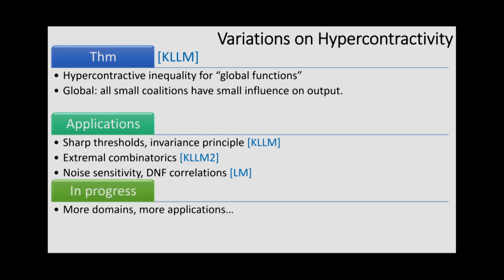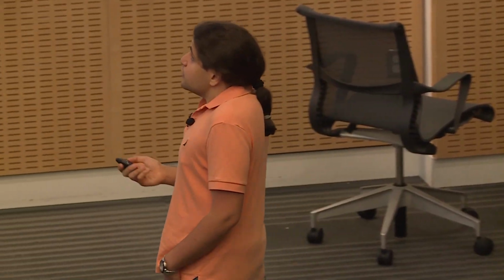But this is really only a partial picture. There are more results, and actually we can prove such statements not only for the p-biased cube, but for a much richer class of domains, such as product domains, but actually a little beyond that even. So let me summarize the talk.